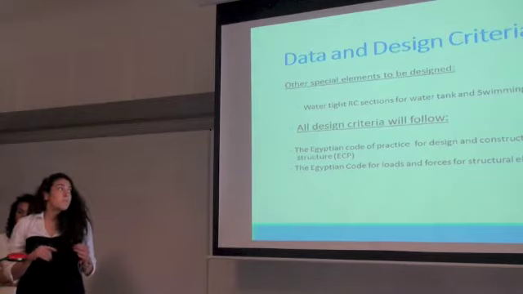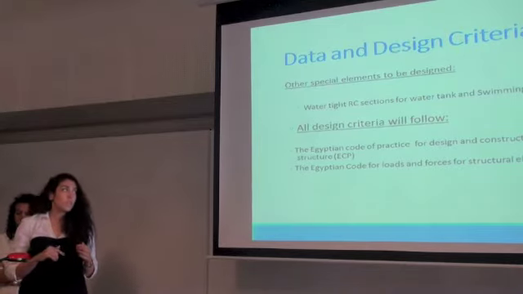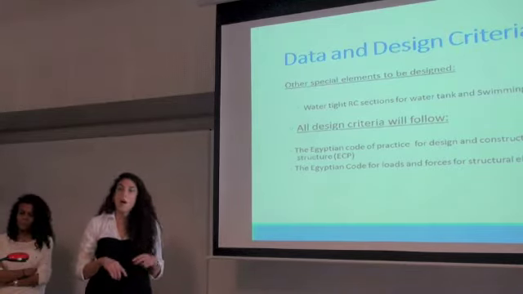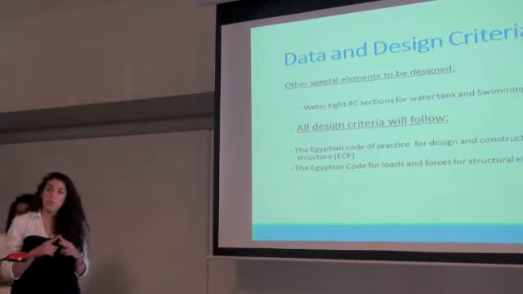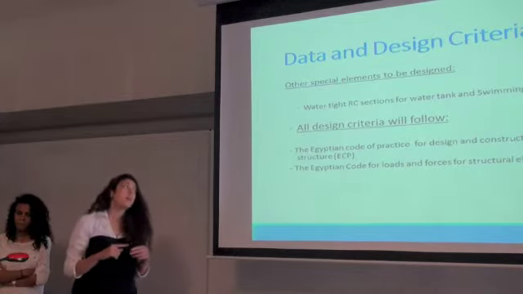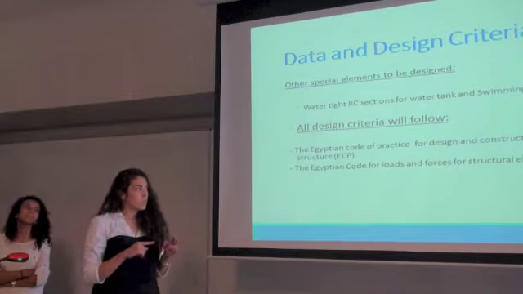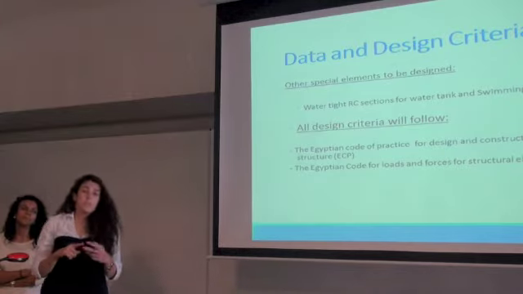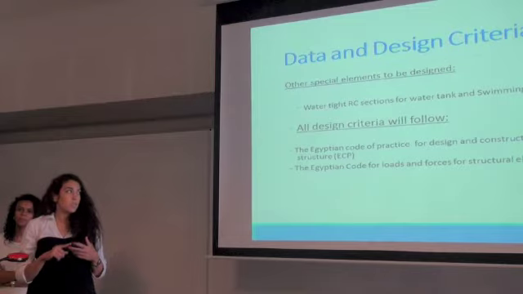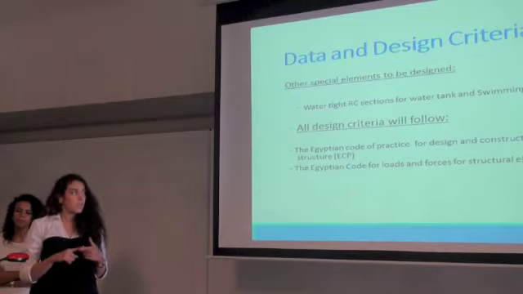Other elements we're going to design are the watertight RC sections for water tanks and swimming pool. Our design will follow two codes. For calculating loads and forces, we're going to use the Egyptian Code for Loads and Forces for structures, and for the materials, concrete and steel, we're going to use the Egyptian Code of Practice for design and construction of structures, ECP.